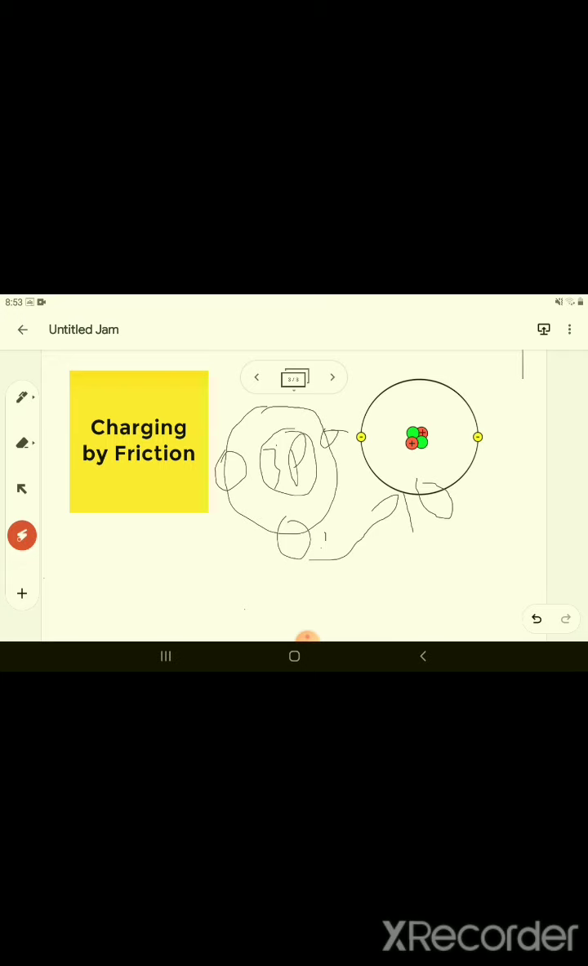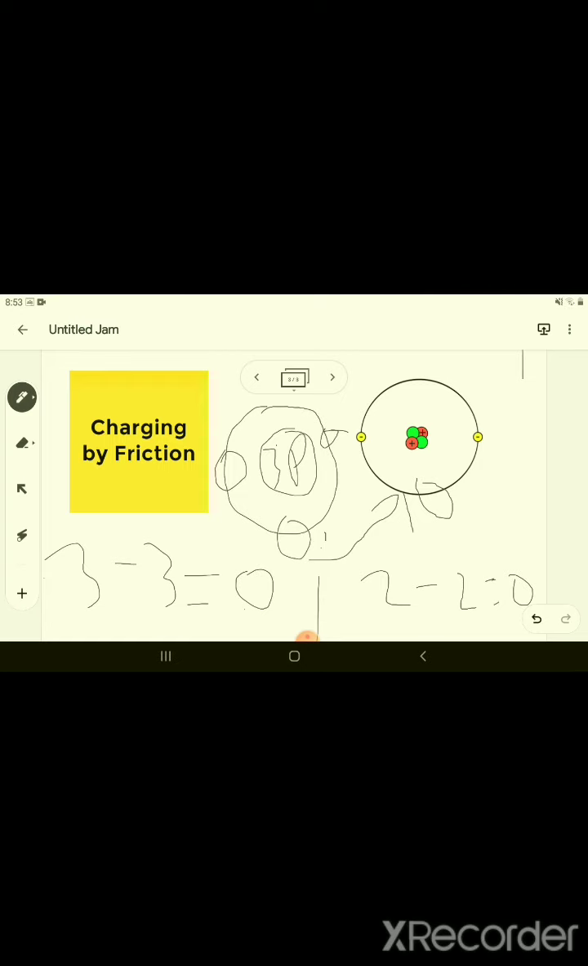Let me see if I can demonstrate the math on the left side here. So it's 3 protons, 3 electrons, overall charge 0. And this one, it's 2 protons and 2 electrons, overall charge 0. Good.